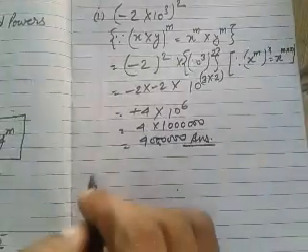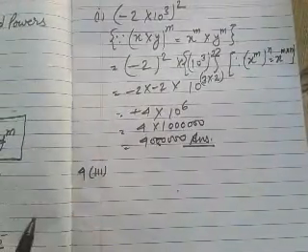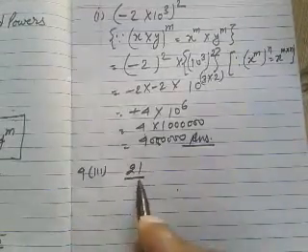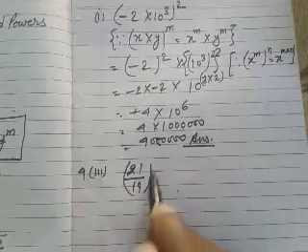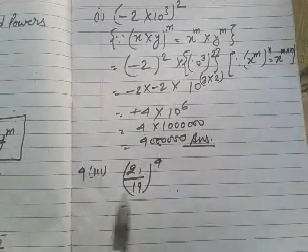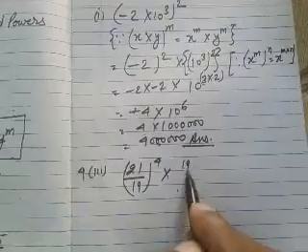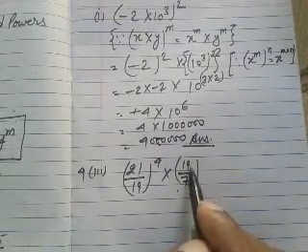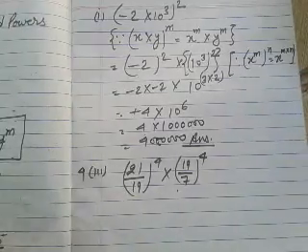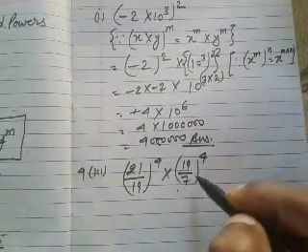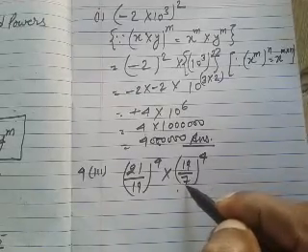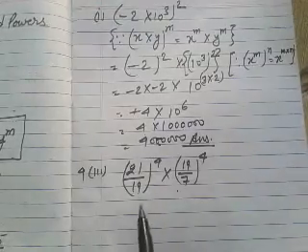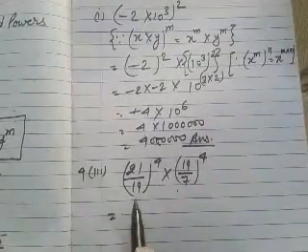Next is question number 3 of part 4. 21 upon 19 raised to the power 4 multiply 19 upon 7 raised to the power 4. This is read as 19 upon 7 raised to the power 4. So now solve this question.